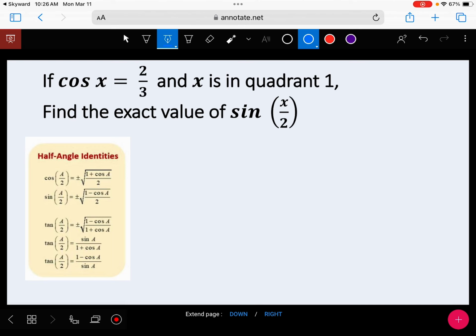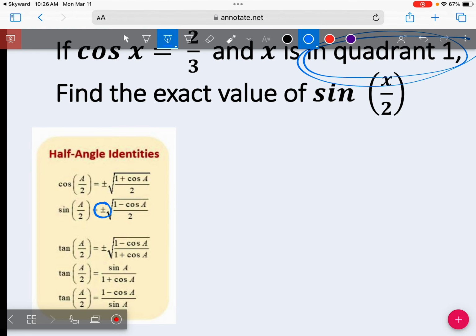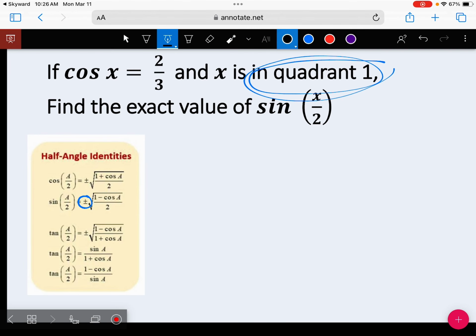So our third and final example says, if cosine of x is 2/3 and x is in quadrant 1, so we're making it easy for us, let's find the half angle. And this one is really easy for us because in order to find a sine half angle, we need to know cosine. And they gave us cosine, so we do not need to do the Pythagorean theorem. We're just going to go straight to it. So I know it's positive, so I'm going to use the plus, not the minus.